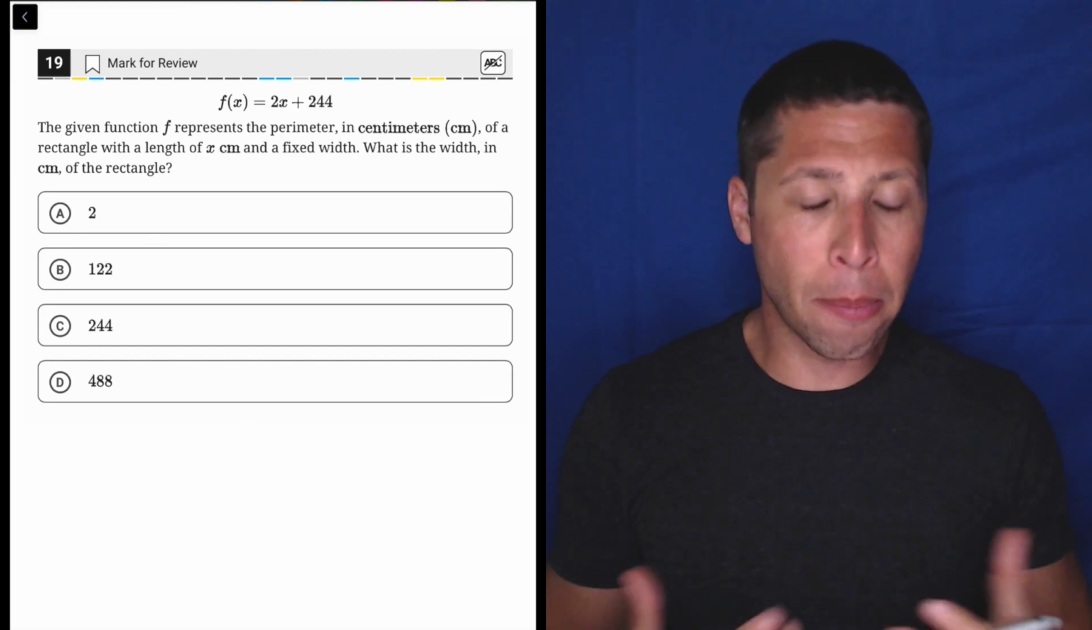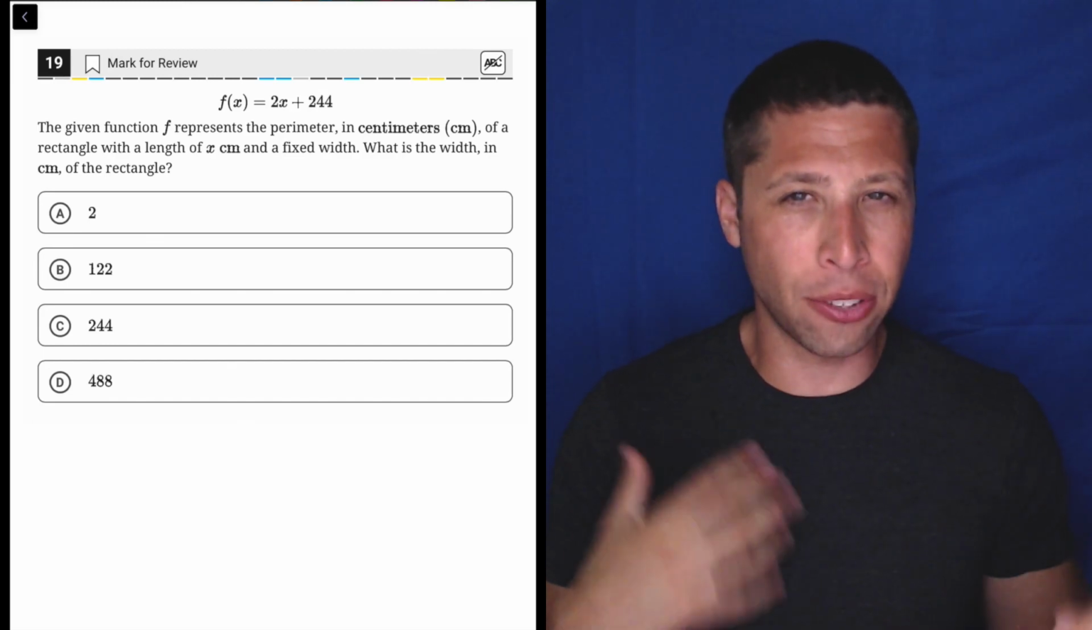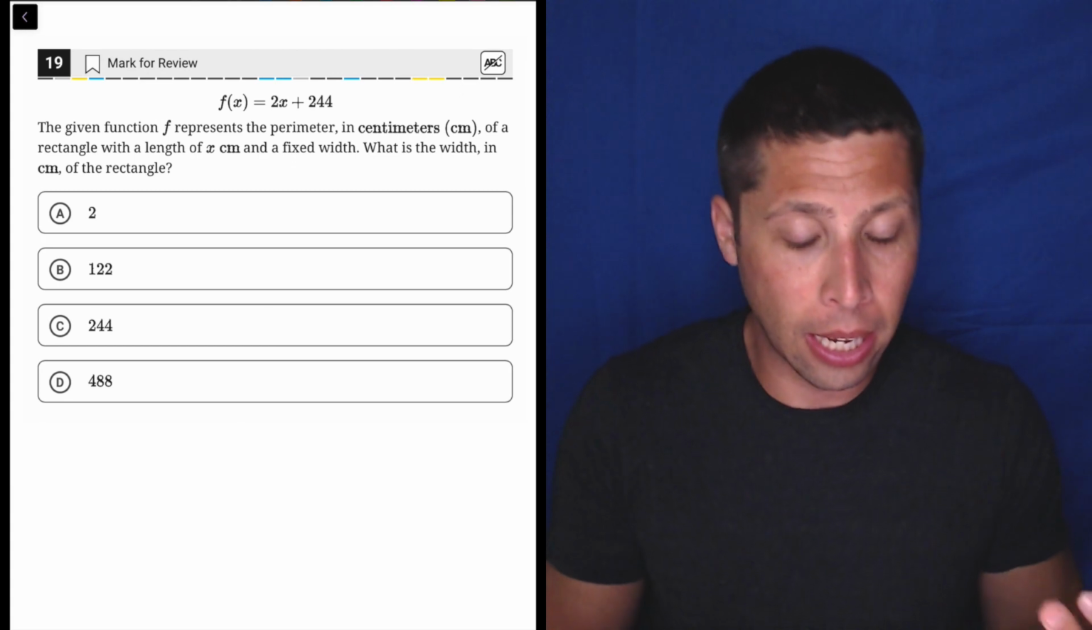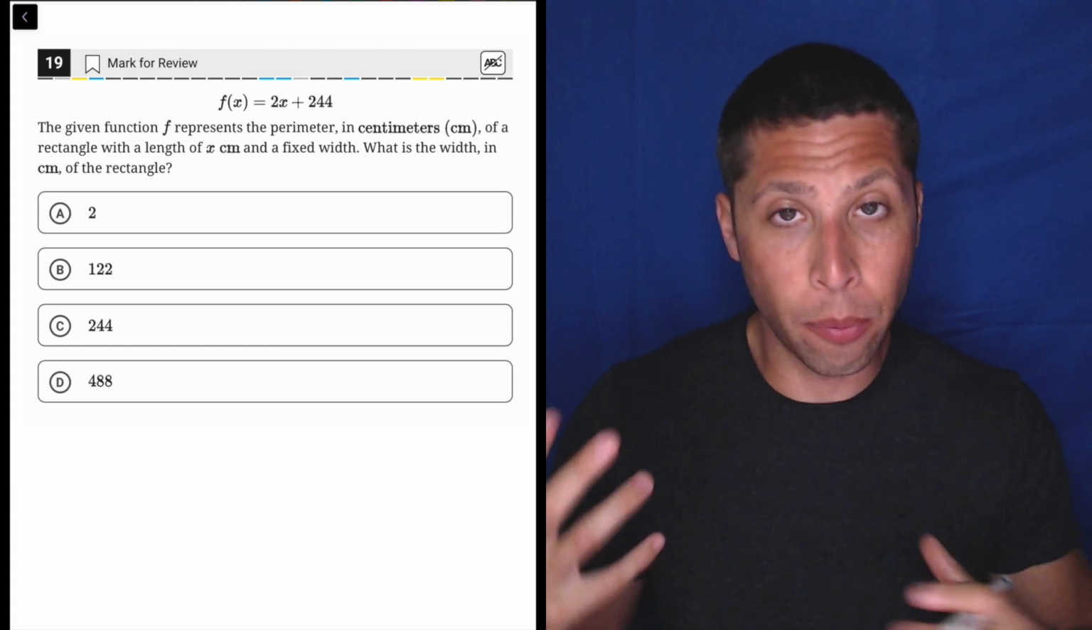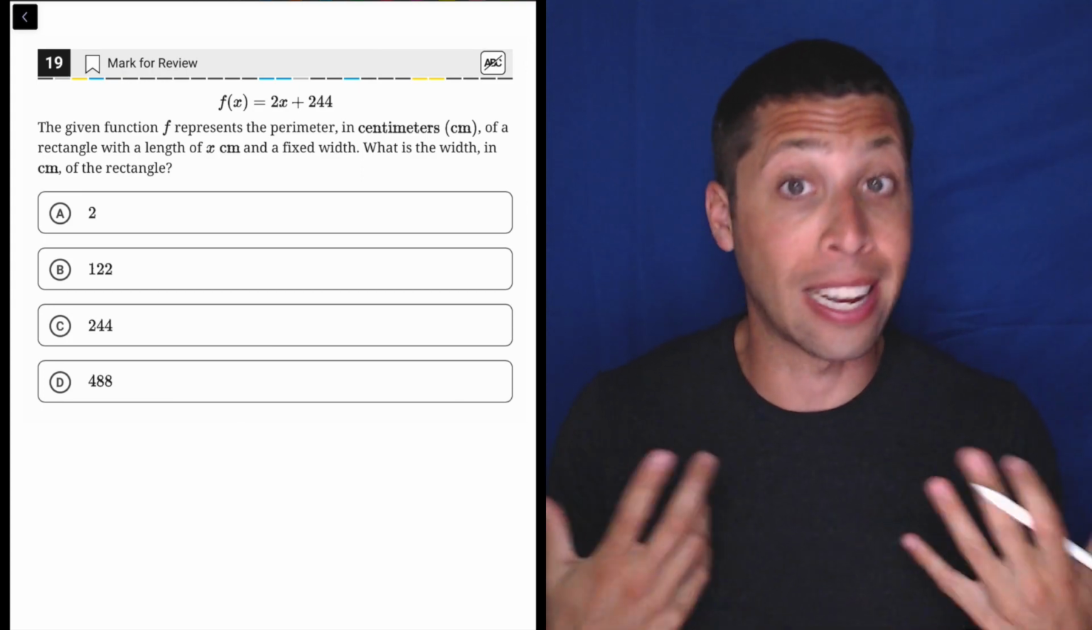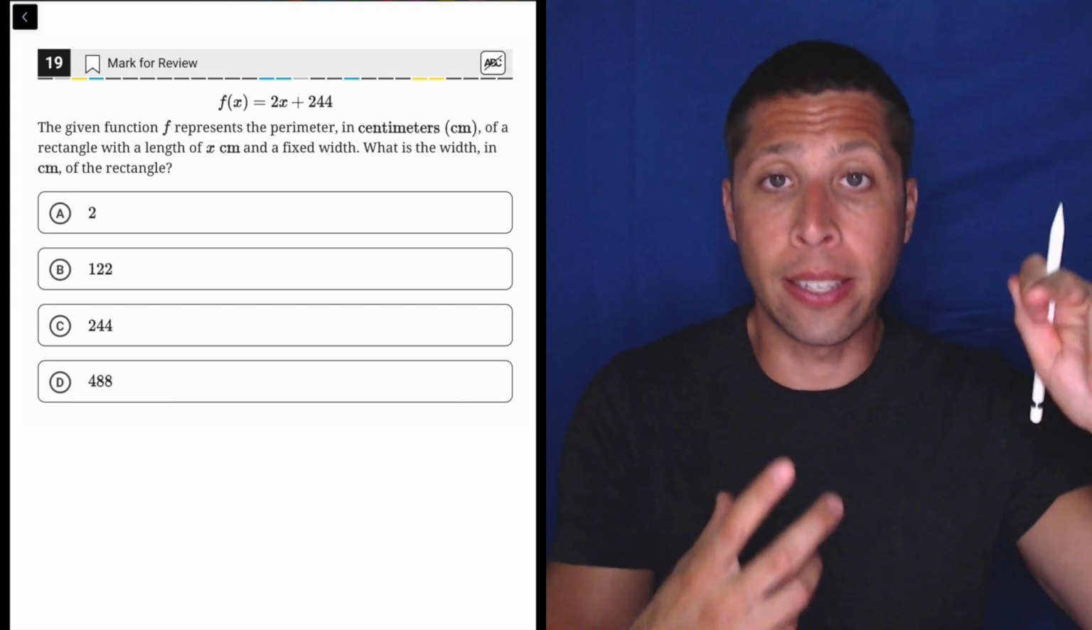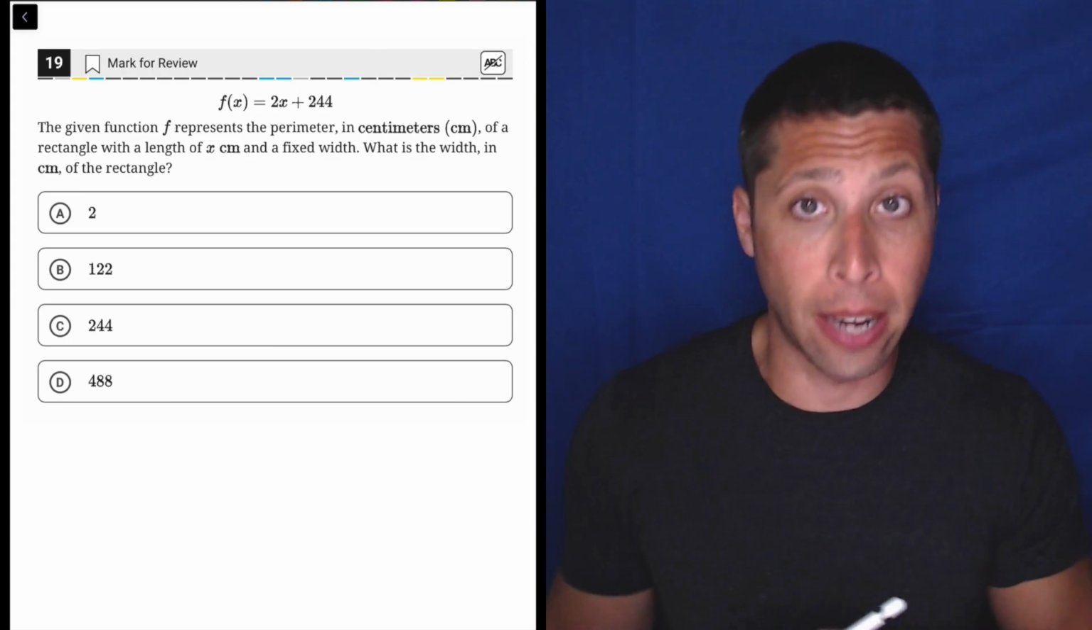This is kind of a weird geometry question. It's mostly asking you to interpret a formula, but it's not one of the ones that they give you in the reference chart. So perimeter, we're not given those formulas. We just need to understand the concept of perimeter, right? It's all the outsides added up.